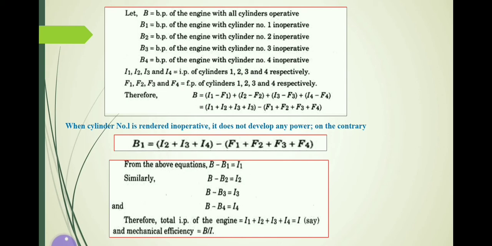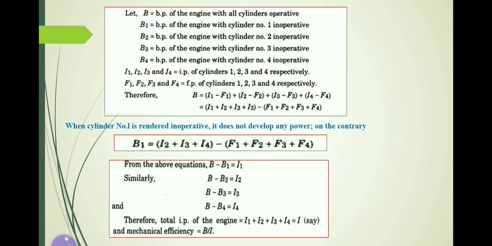In the same way, we consider the indicated power generated inside the 4 cylinders as I1, I2, I3, I4 respectively. Similarly, we consider the friction power inside all 4 cylinders as F1, F2, F3 and F4 respectively.